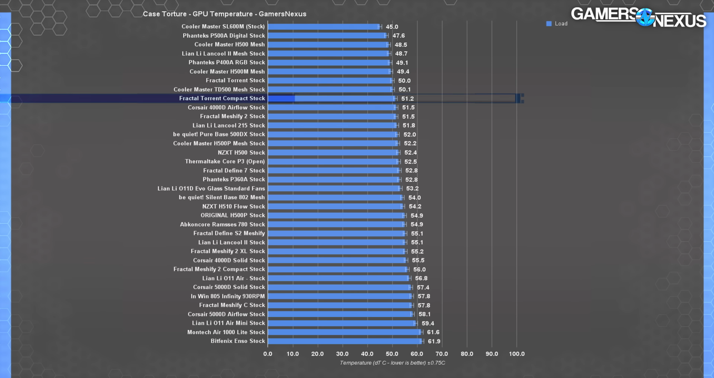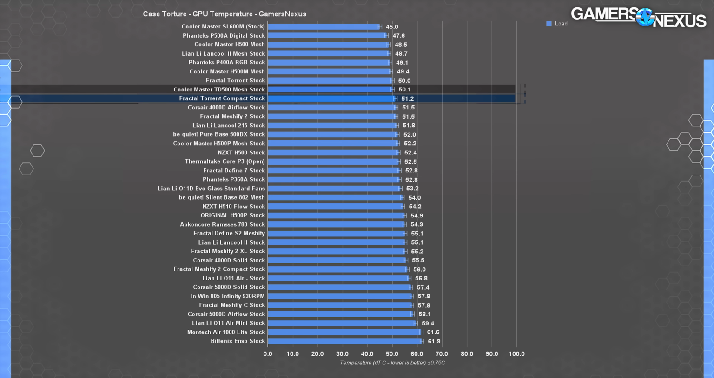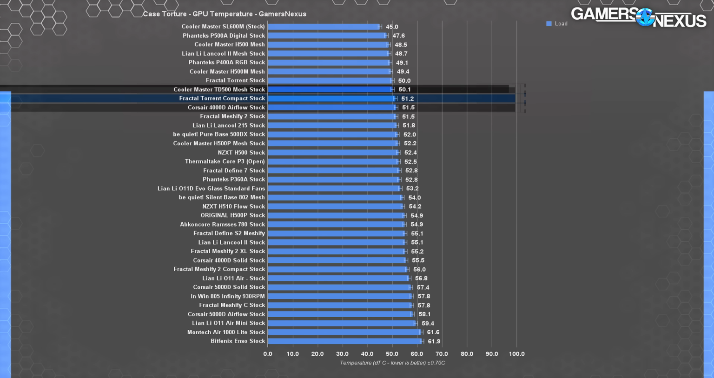Comparatively, this isn't the case's strongest point. It still performs well overall. It's at 51 degrees, which is just between the Cooler Master TD500 mesh and the Corsair 4000D airflow. And both of those were well received in our testing.